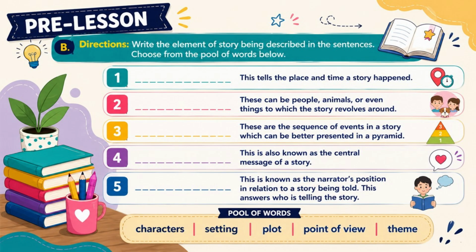Before we proceed to our lesson for today, let us have this activity. Directions. Write the element of story being described in the sentences. Choose from the pool of words below. The pool of words are characters, setting, plot, point of view, theme. Number 1. This tells the place and time a story happened.